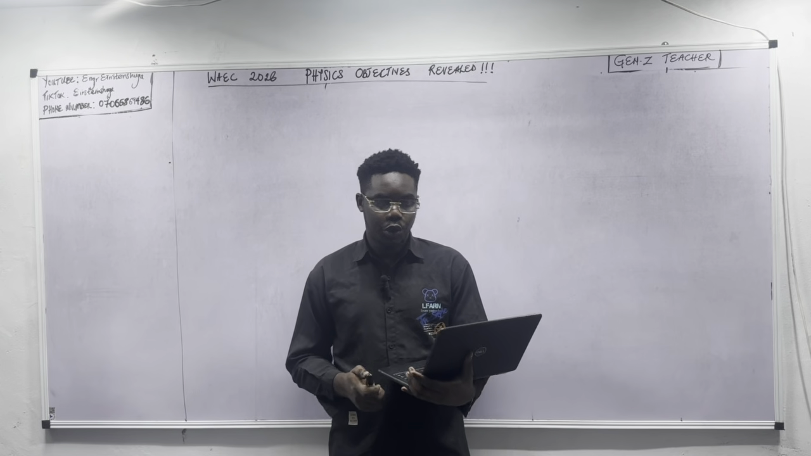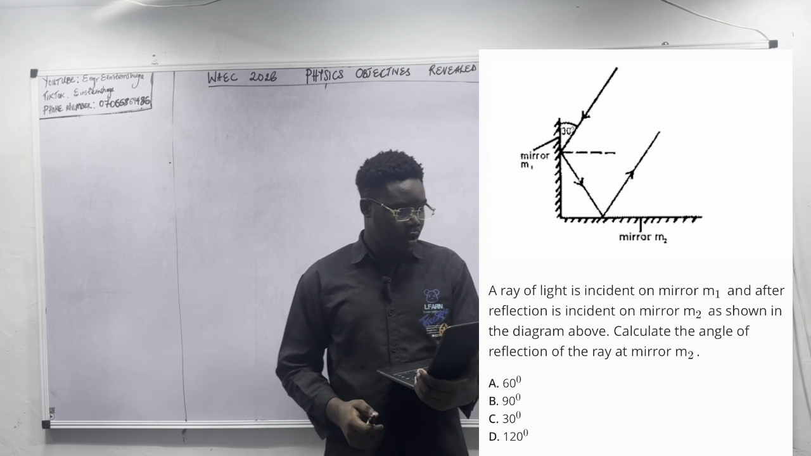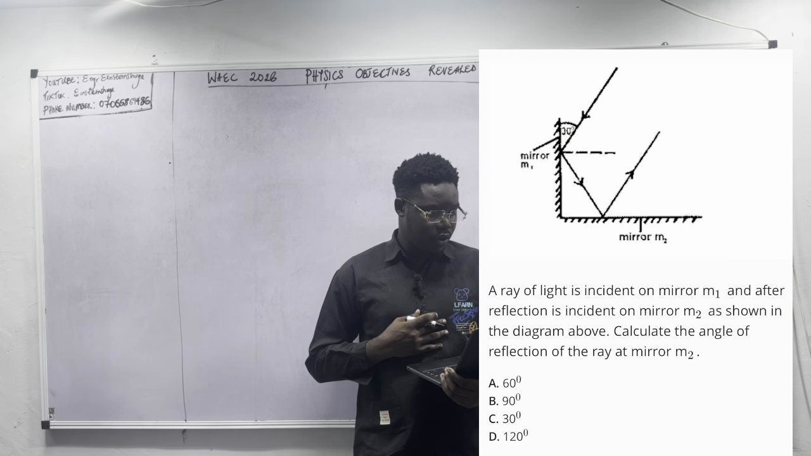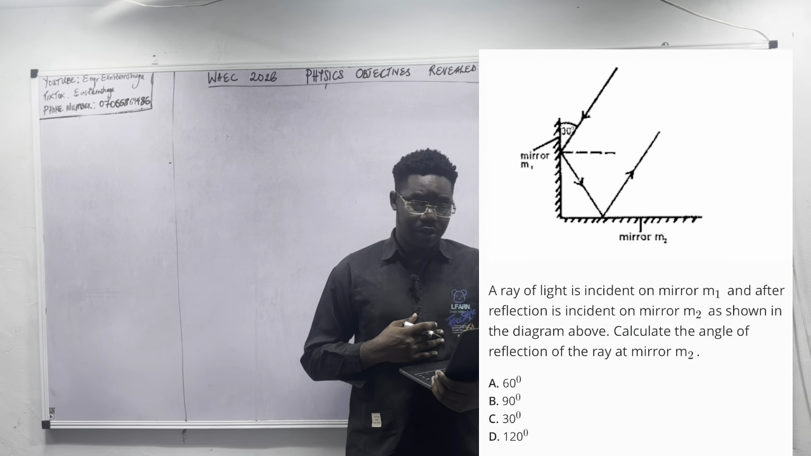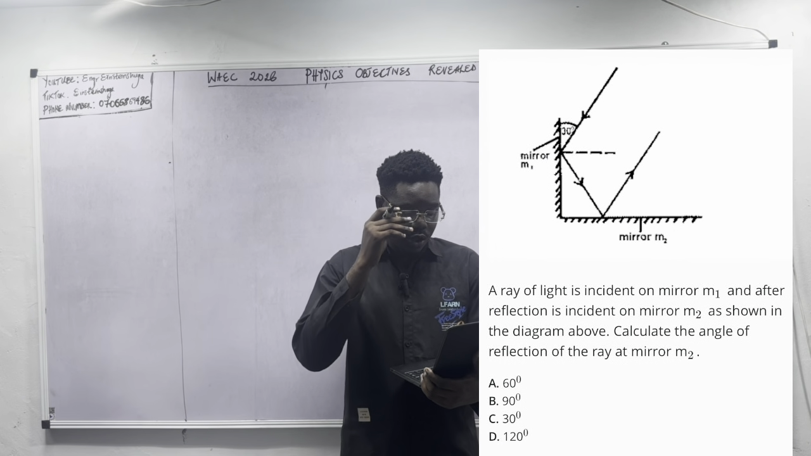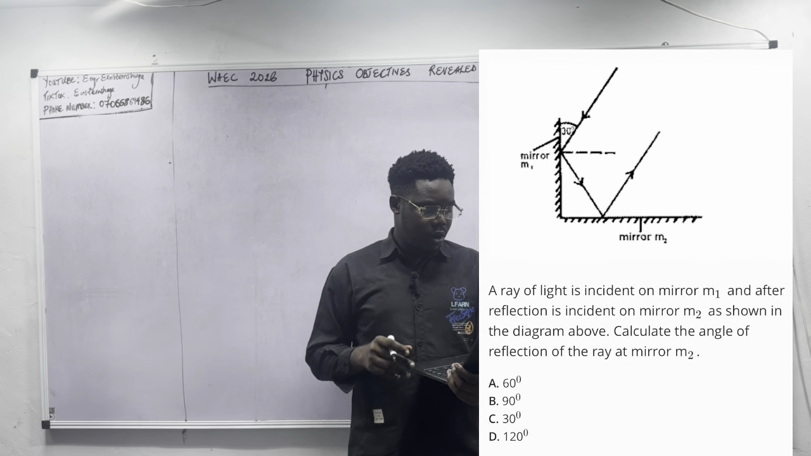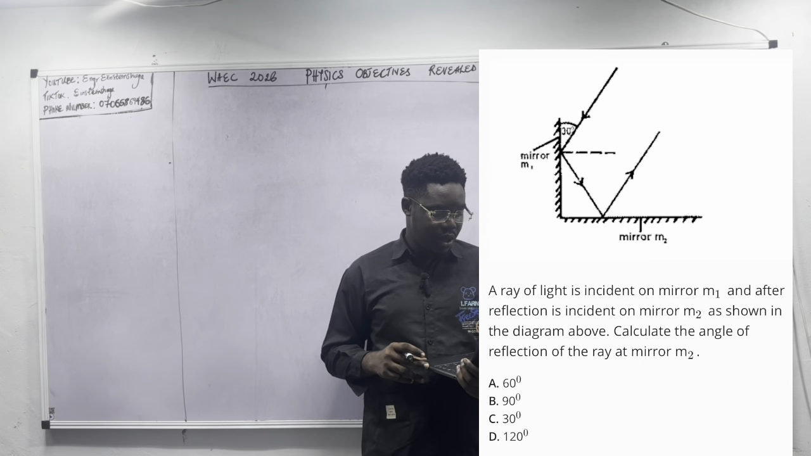Okay, question number 21, as shown on the screen, it says, a ray of light is incident on mirror M1, and after reflection is incident on mirror M2 as shown in the diagram above. Calculate the angle of reflection of the ray at mirror M2.